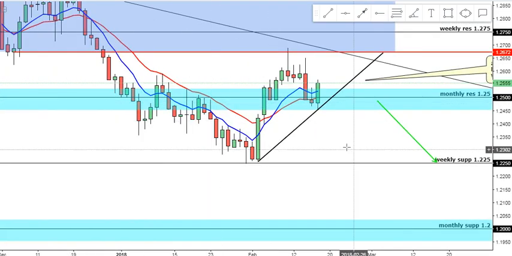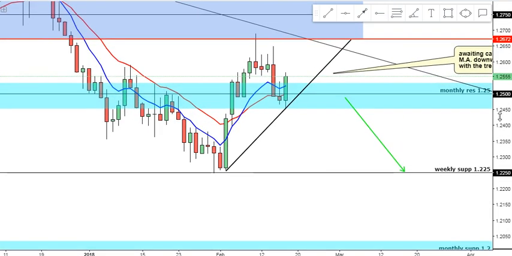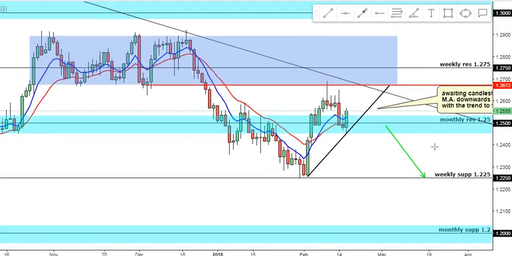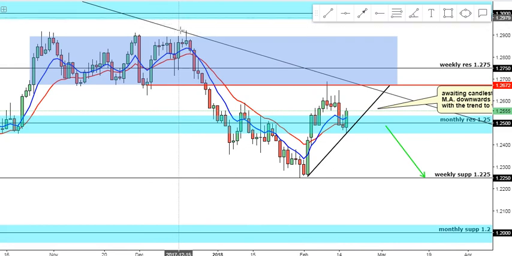Let's go over to the daily. So on the daily, we can see the market made a new higher high. This is a consolidation, which consolidations usually mean reversals, but we'll have to look on the bigger time frame for that. So higher high, higher low, higher high, lower low, lower high, lower low.